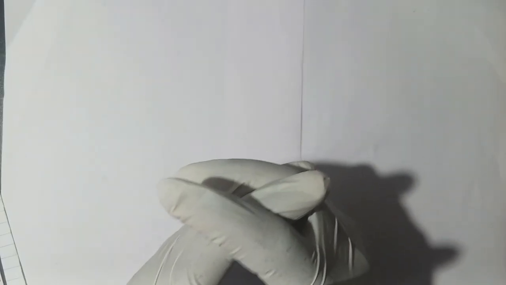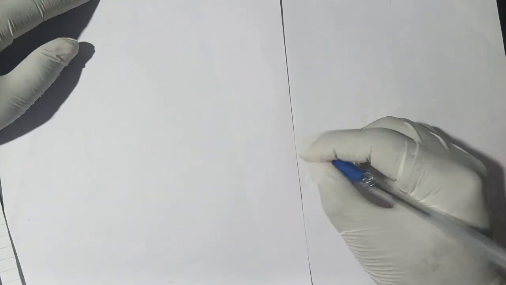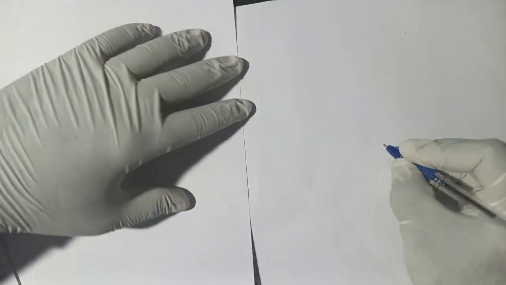Deep summary: Iran's geography attracted Western influence, also due to its oil reserve. Iran was the very first Middle Eastern nation to initiate nationalizing its oil reserve. So the major reason why Iran got enmity with Western influence is the oil reserve.